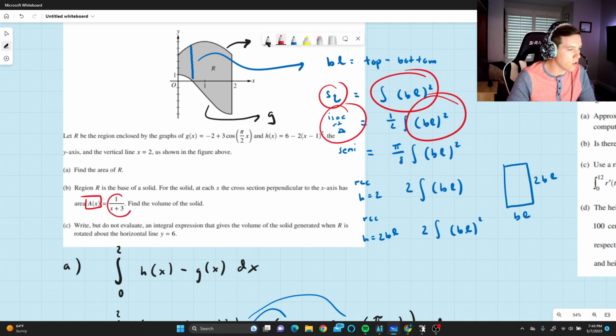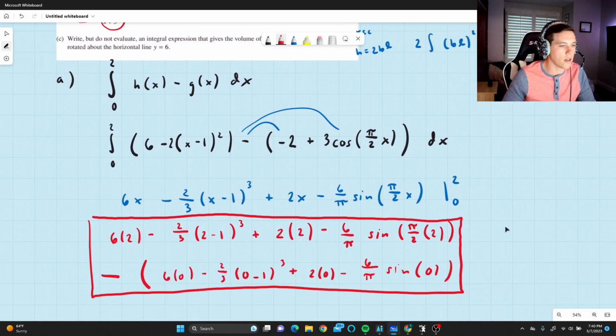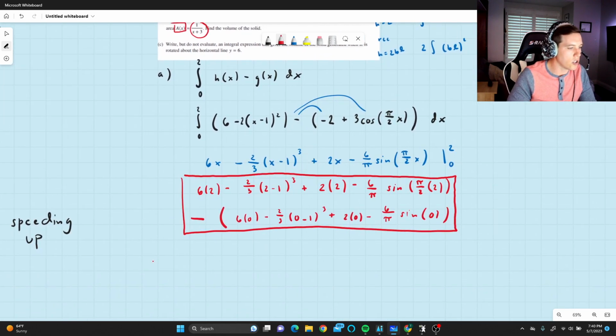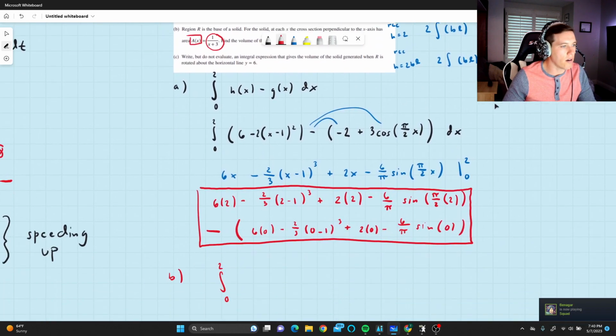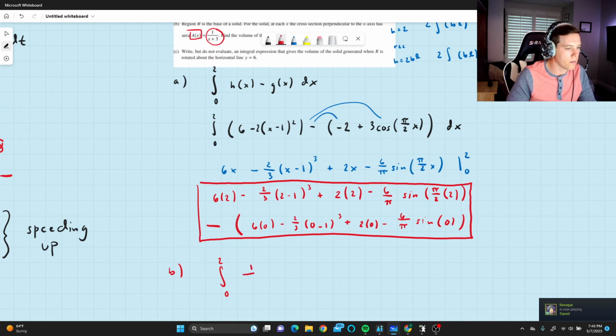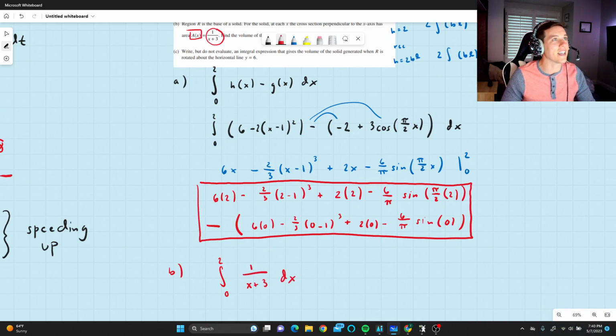So all you need to do is accumulate that from the start to the end. Literally, it is just the accumulation from 0 to 2, no coefficient, of your area function, 1 over x plus 3, dx. Done. No squares, nothing. If they give you the area, you just accumulate the area of these cross sections. That's it. So don't overthink these ones.